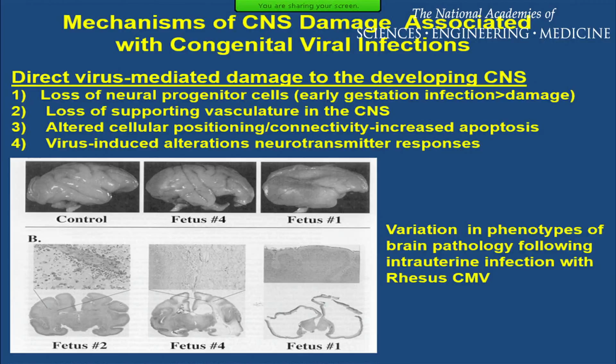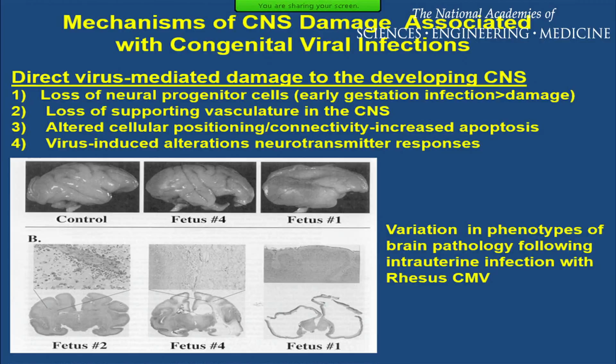They could result in altered cellular positioning of cells, altered connectivity within the CNS, increasing apoptosis if these connections are not made, and virus-induced alterations in neurotransmitter response, again leading to neural dysfunction. However, all of these may be operating simultaneously, and they often provide a very variable phenotype, even under controlled experimental conditions.